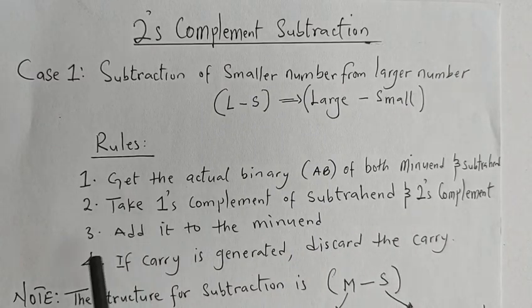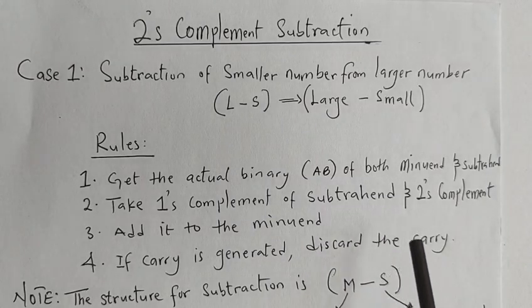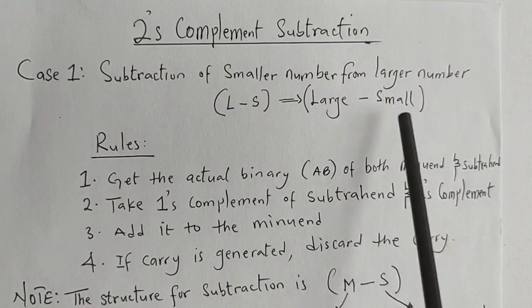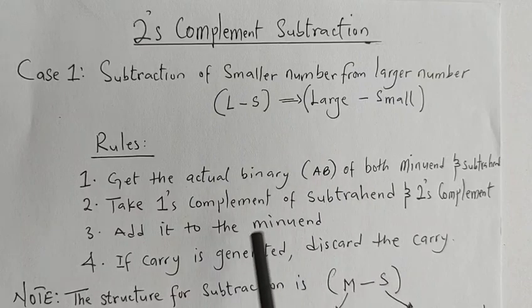Now this is a very simple procedure because we're subtracting a small value from a large value. So it means this fourth rule is going to be as easy as this.